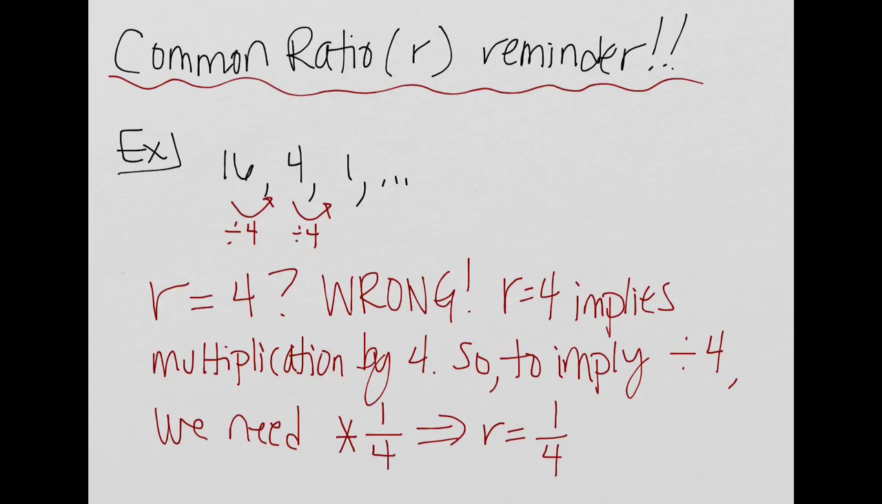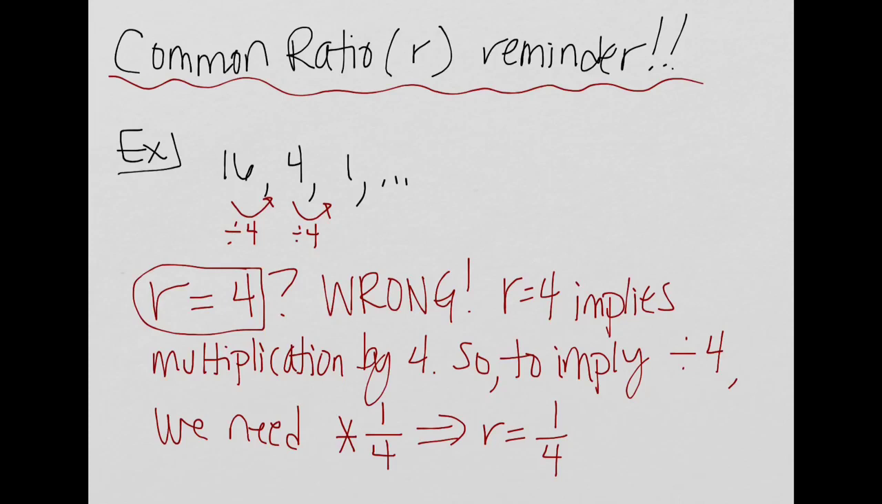So in this example, you are dividing by 4. I agree, I wrote divide by 4 myself, but if you put r equals 4 for the common ratio, then you're going to be wrong, because to people in the math world, when they see r equals 4, r implies multiplication. So they are going to think you're trying to tell them to get from 16 to 4, you have to multiply by 4, and that is not the case. You need to divide by 4.